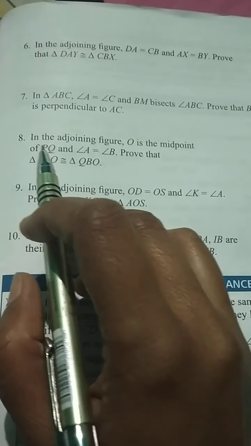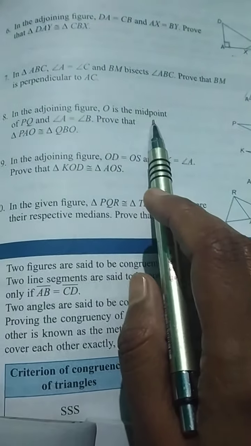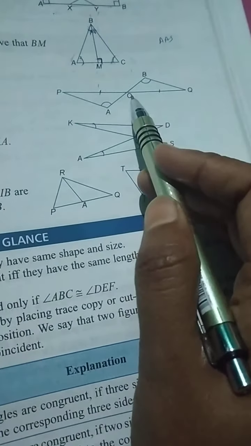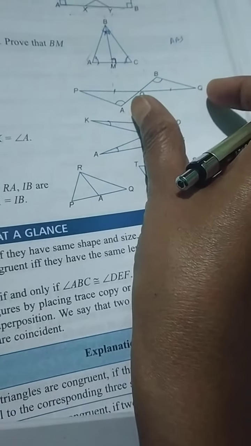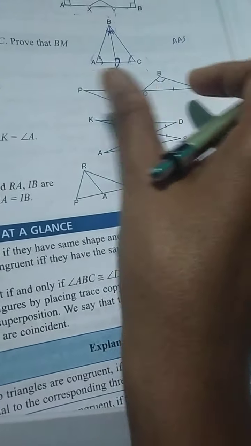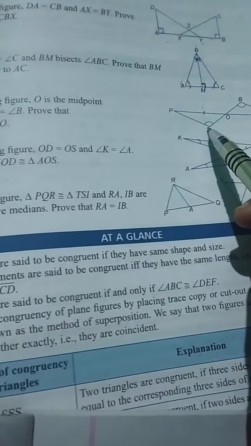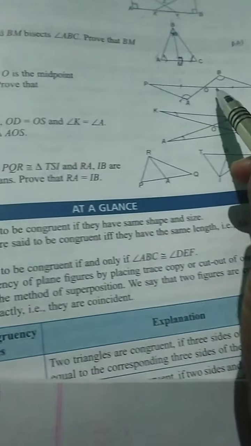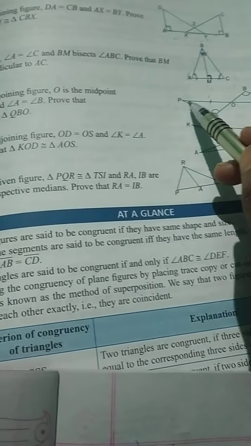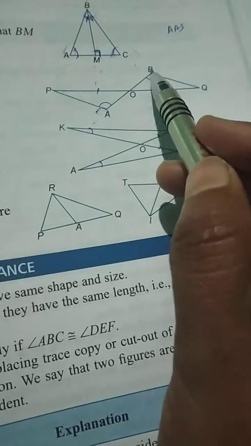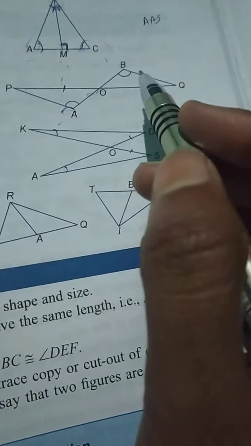Now question number 8. In the adjoining figure, O is the midpoint of PQ. If O is the midpoint of PQ, then PO equals OQ, because a midpoint divides the line segment into two equal halves, and it is also given that angle A is equal to angle B. We have to prove that triangle PAO is congruent to triangle BOQ. How are you going to prove this?